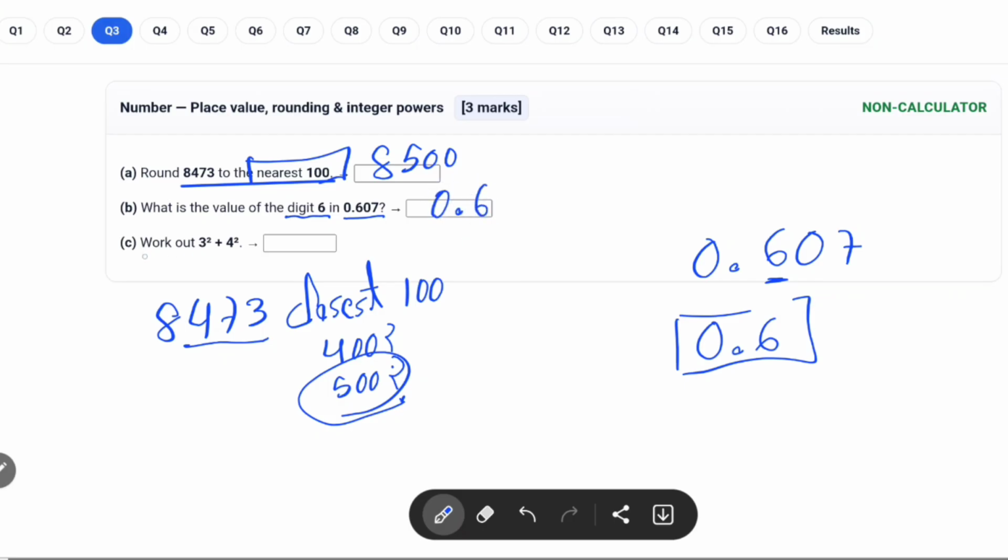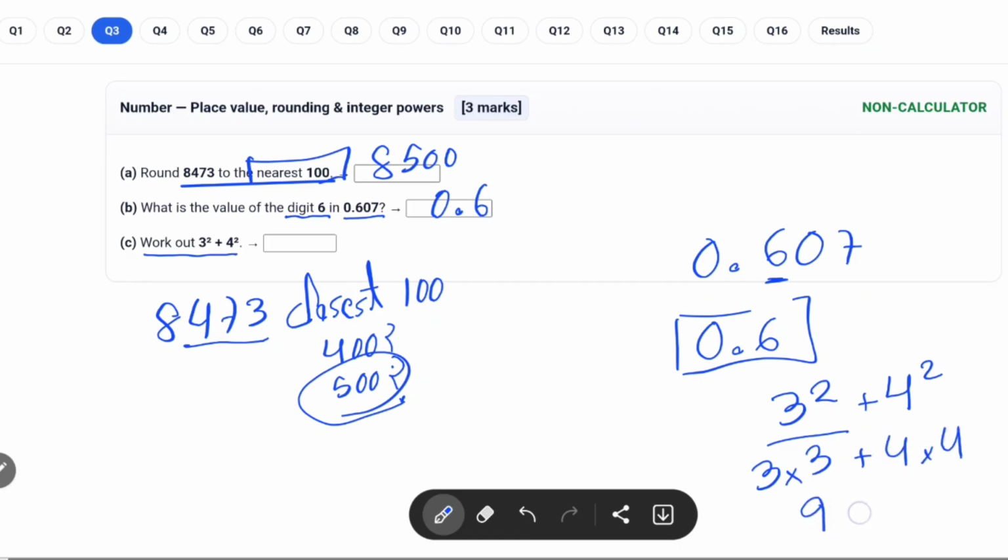And for the last exercise, to work out 3 squared plus 4 squared, the only thing that you need to do is to expand those indices. So 3 squared is the same as 3 times 3, and then 4 squared is the same as 4 times 4. 3 times 3 is 9, plus 16, because 4 times 4 is going to give us 25, and that will be the answer for the last question in this page.